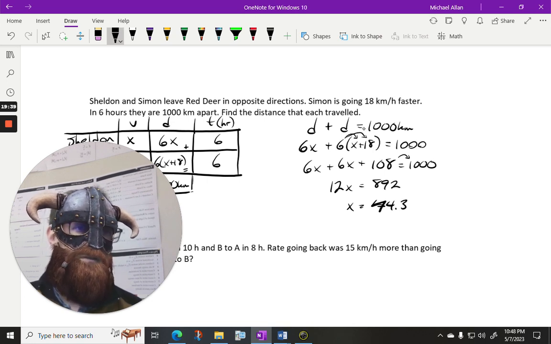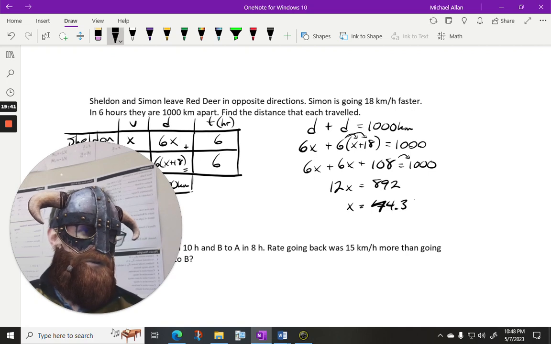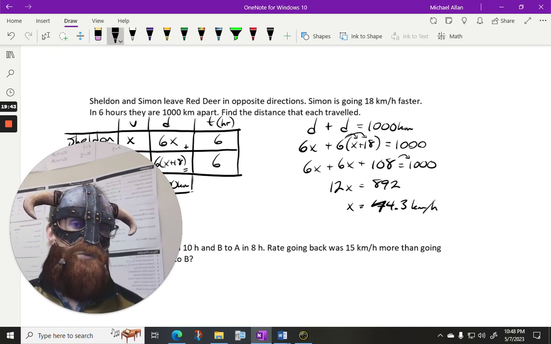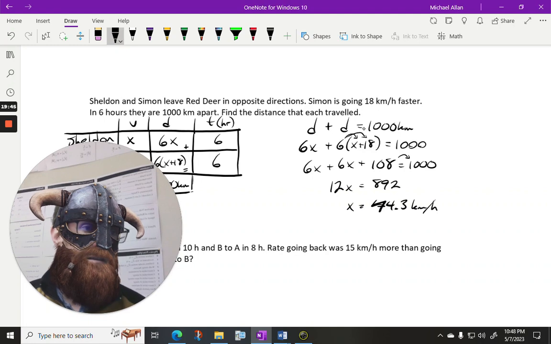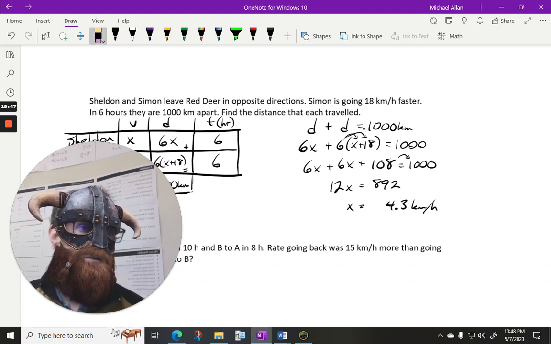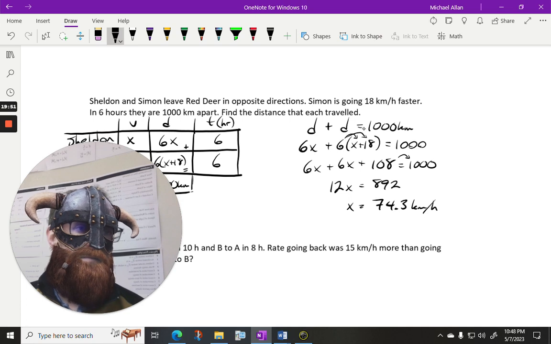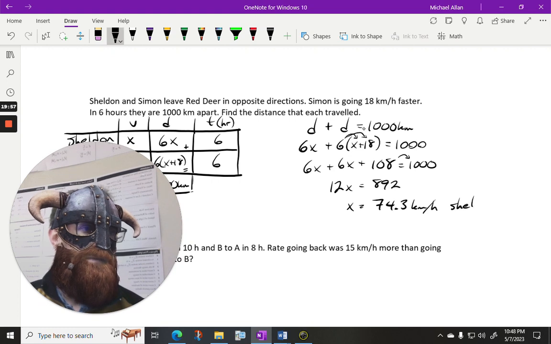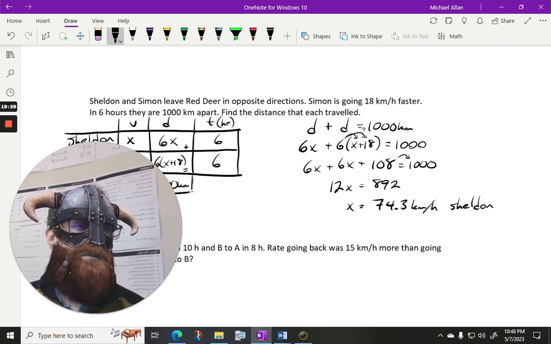74.3 kilometers per hour. I'm just not too concerned about sig digs here. Just don't put too many. Okay. I should probably change that 7 to actually look like a 7. There we go. Let's see what I have here. So this one here is the Sheldon one, right? So X is in the Sheldon spot, so that's Sheldon. So how fast is Simon going?